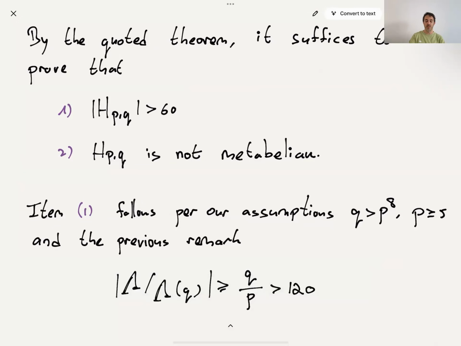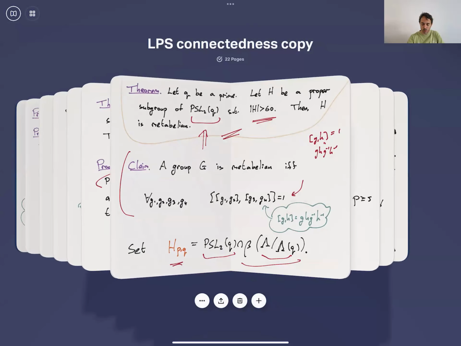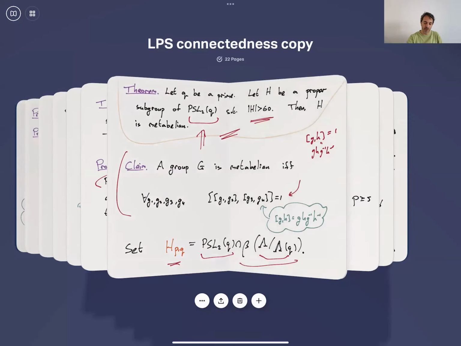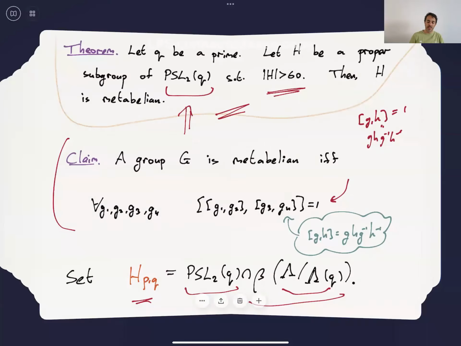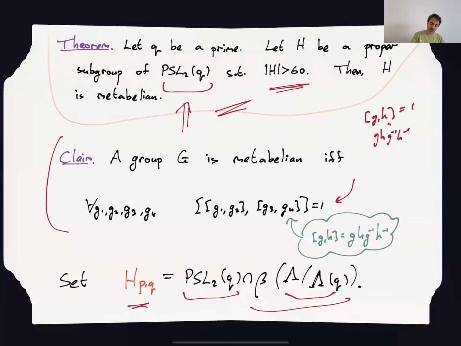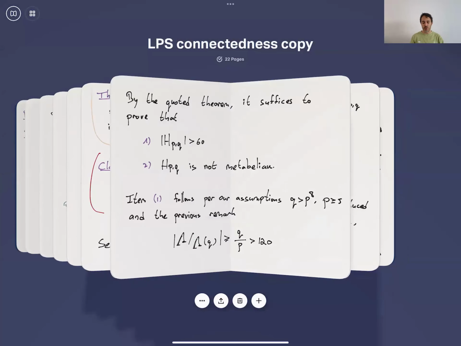We need to show that HPQ is at least of size 60, because the theorem requires the groups that you're looking at to be of size larger than 60, and that HPQ is not meta-abelian, right? Because the theorem tells you that if you are looking at a subgroup of size more than 60, then it's always meta-abelian unless it's not proper. And that's a way of proving that indeed what you're looking at is the entire PSL2Q. Okay, so we are going to show it's at least 60 and it's not meta-abelian.